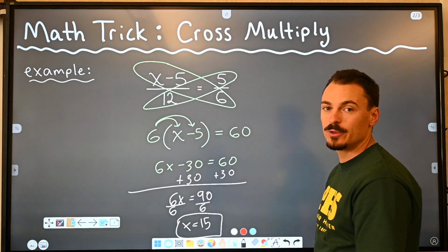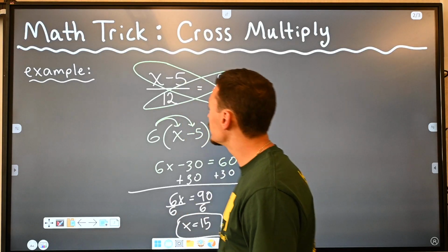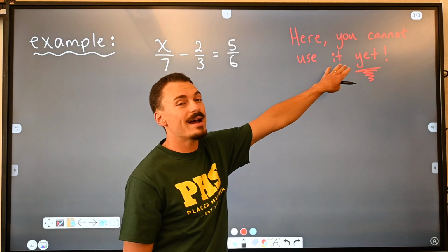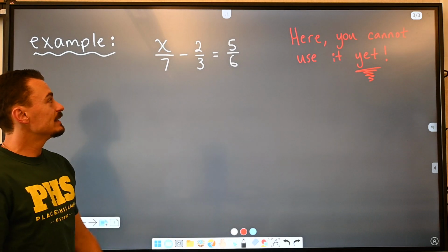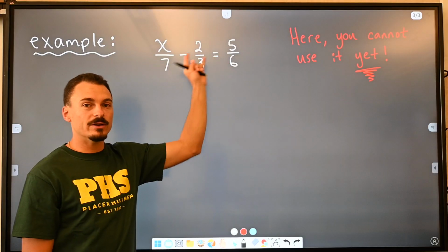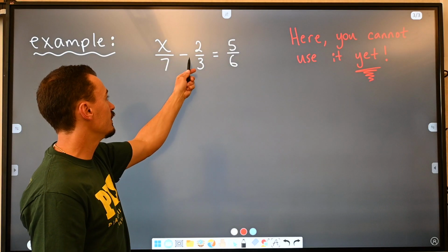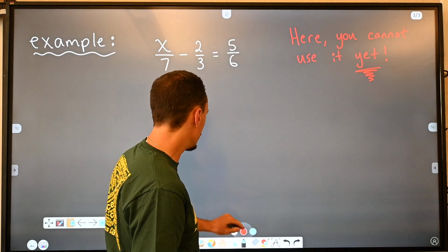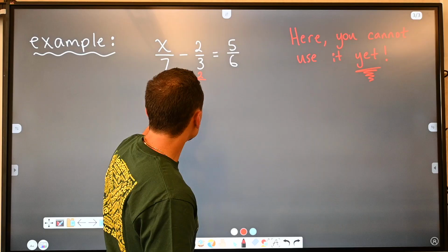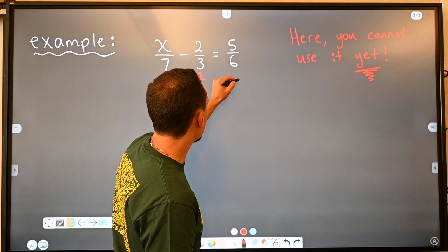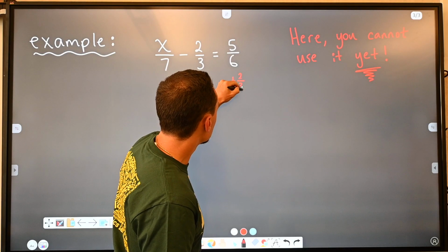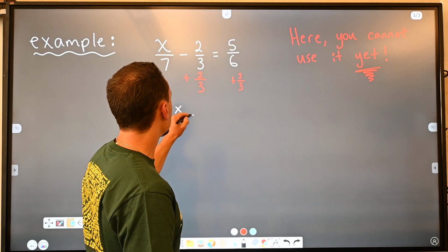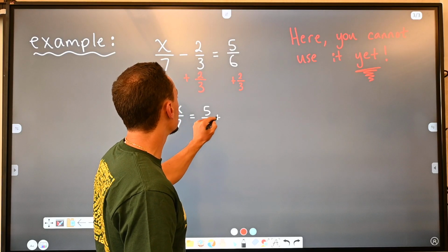All right, beautiful. Okay, here's an example where we cannot use cross multiply yet. So here we could not use it. The reason is because we do not have 2 proportions that are equal to each other. We need to first get rid of this negative 2/3. So we would need to do plus 2/3 to both sides first. So that gives us x over 7 equals 5 over 6 plus 2/3.